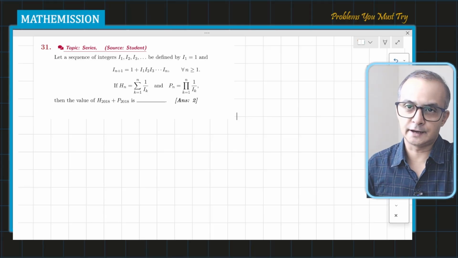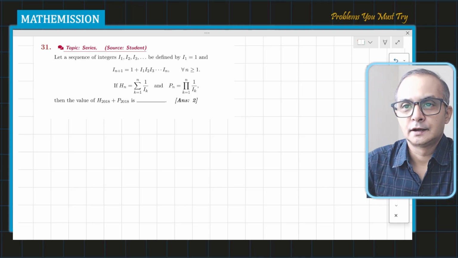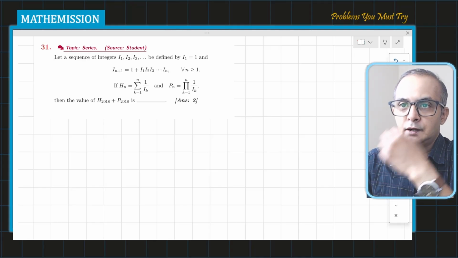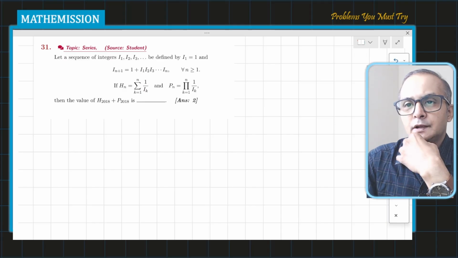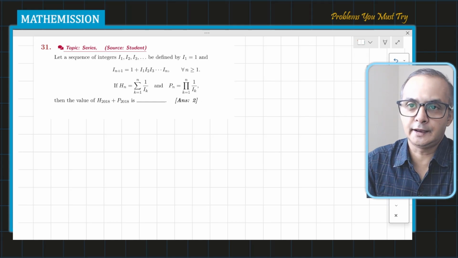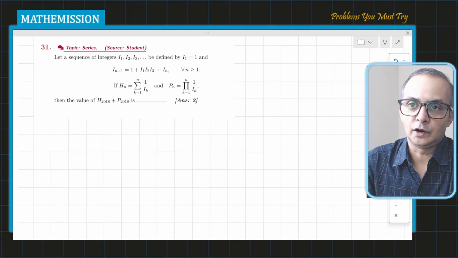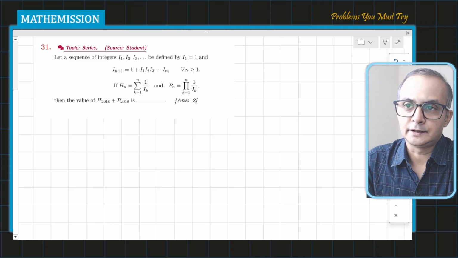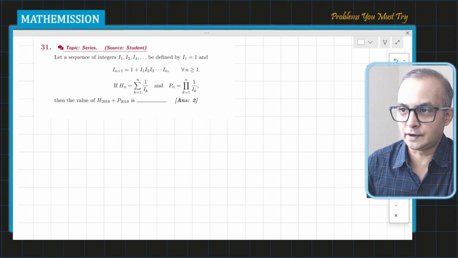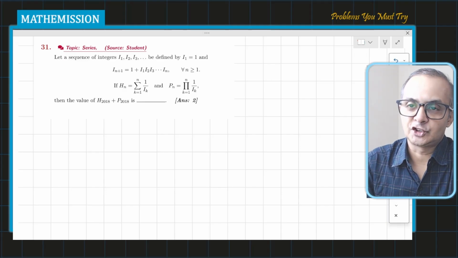The question says that a sequence of integers I1, I2, I3 up to In is defined by I1 equal to 1 and In plus 1 is 1 plus the product of the previous n integers, and this is defined for all n greater than or equal to 1. There are two other sequences defined in a different way: Hn is the summation, k goes from 1 to n, of the reciprocal of Ik, and Pn is the product of all these Ik reciprocals.